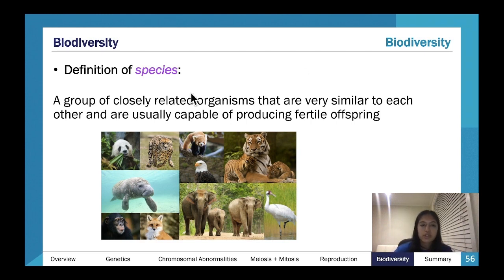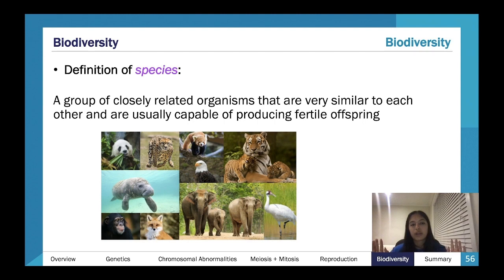Okay, so in terms of your definition here, species are closely related organisms that are similar to each other and usually capable of producing fertile offspring. Next year, in 3-4, you talk about the definition of species again in this context of when one species becomes two, when animals become different. So this idea of producing fertile offspring is a really important definition, because that's a way of figuring out if species are different. So if you think about a mule, which is a donkey and a horse, I believe. So a donkey and a horse, they can mate and they can create a mule.